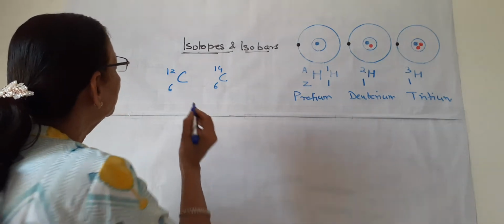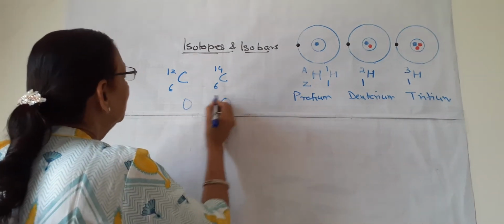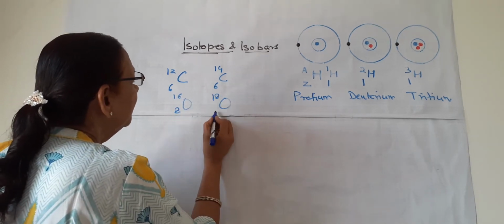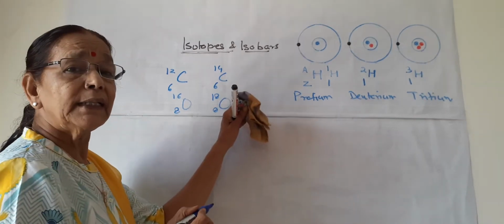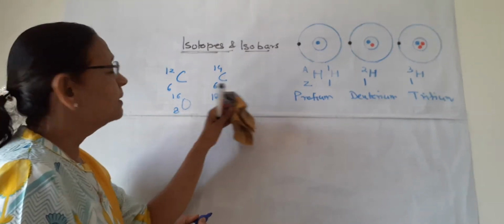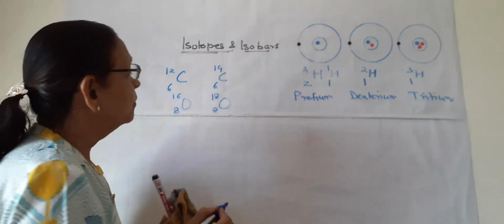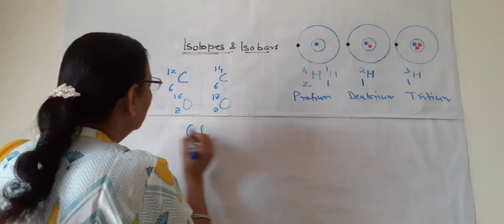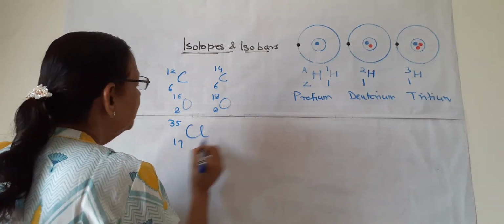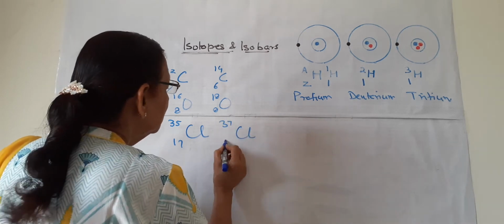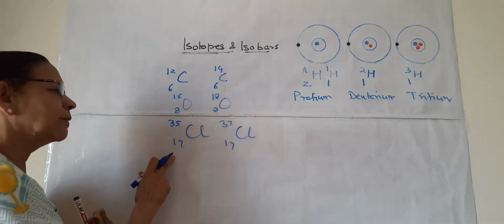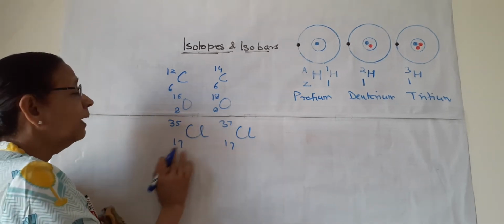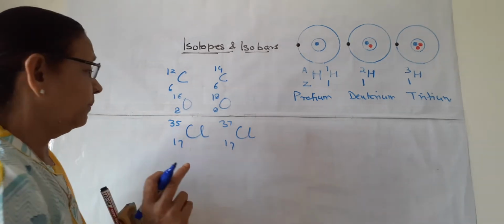There are others also, like oxygen. Oxygen has mass 16 and atomic number 8, here 18 and 8. 2 more neutrons are there. So this is heavy oxygen. These are isotopes of oxygen. And chlorine, the most common isotopes are chlorine 35 and 17, 37 and 17. This is the atomic mass, this is the atomic number. It has 2 neutrons more than this, and these are isotopes of chlorine.